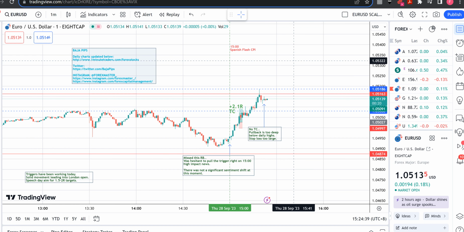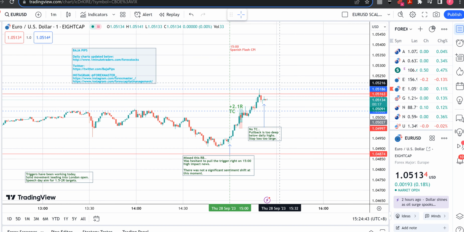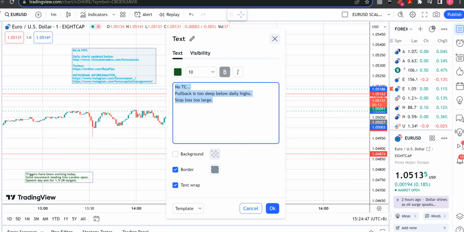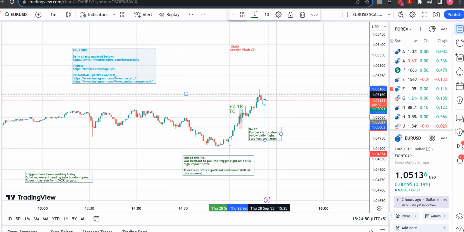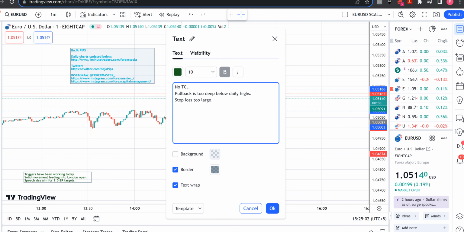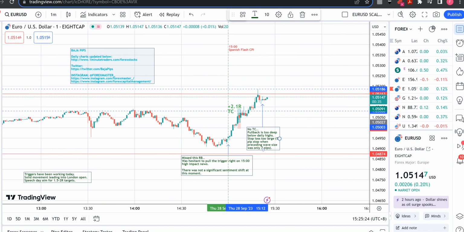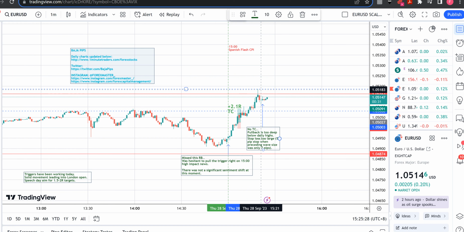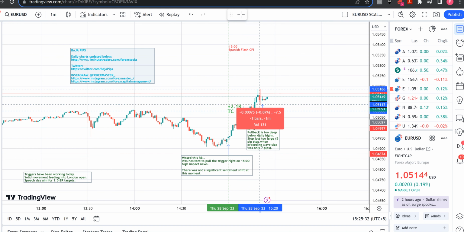OTC, pullback is too deep, low daily highs, stop loss is too large. Pretty much want to measure it, so I would need to buy it above here, like I said. 5 pip stop loss. See the stop loss. Wave size 7.5.